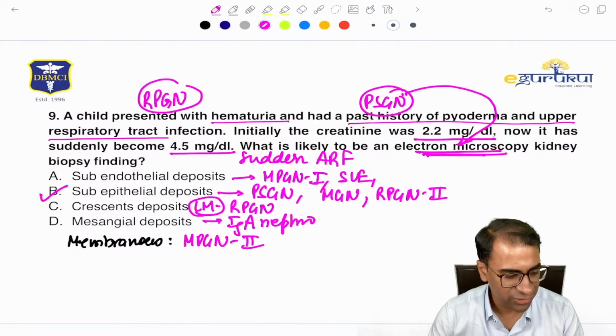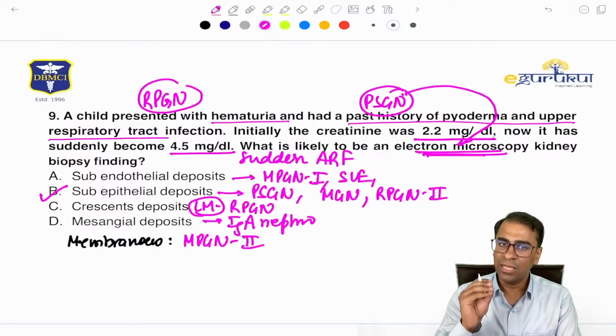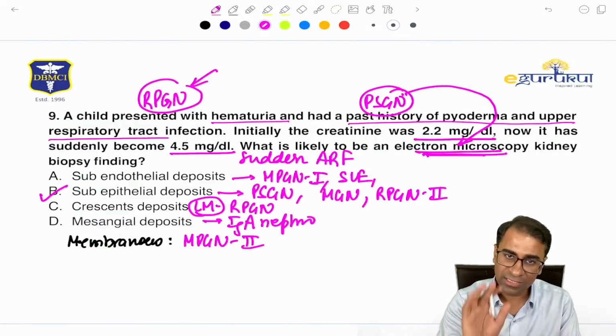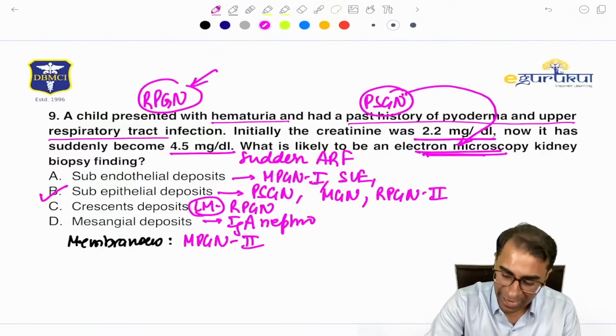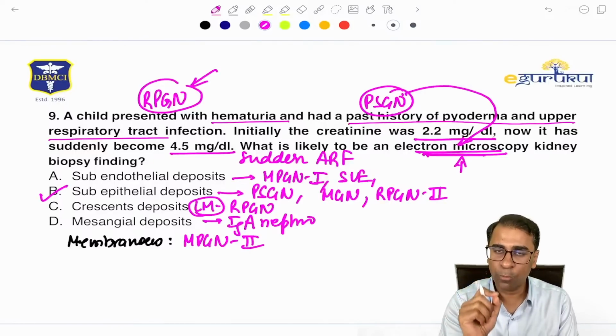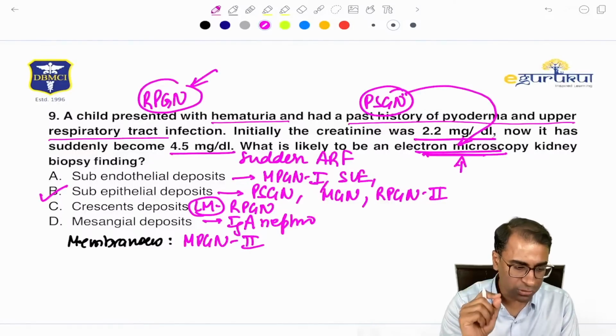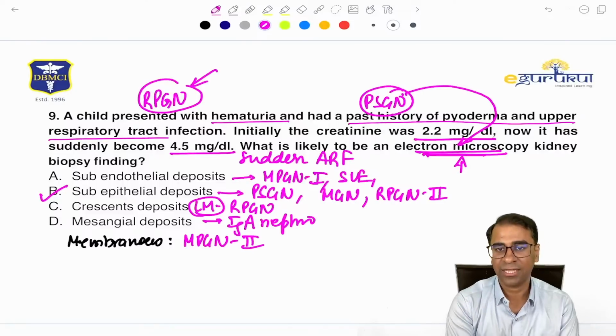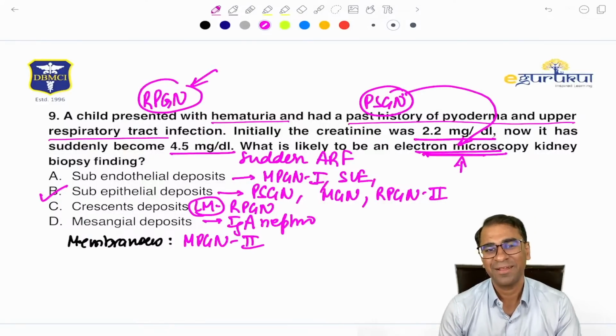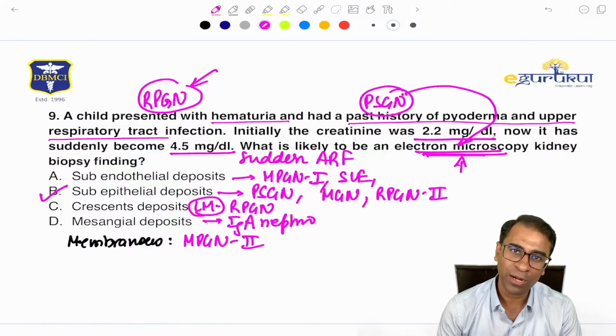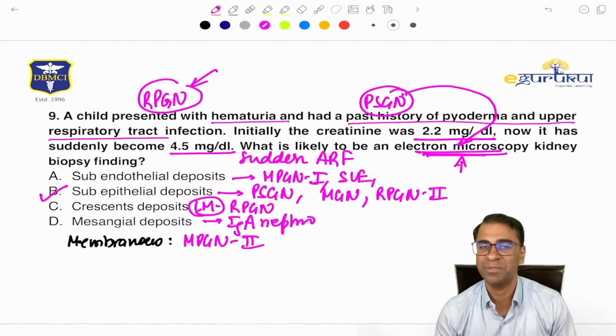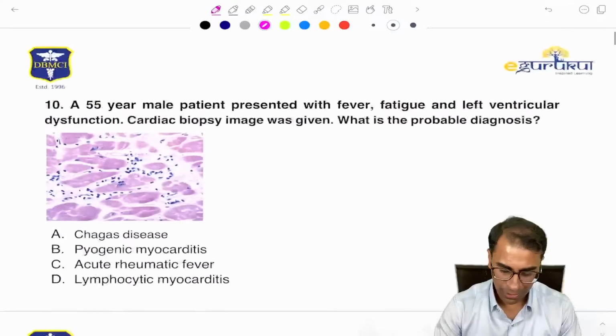Yes, sudden creatinine rise, and hence the answer is RPGN. No doubt, it is RPGN. However, the question has not asked about light microscopy. It is asking about the electron microscopy finding, and so the answer here is actually what? It's a case of PSGN going to RPGN, EM finding is asked, and hence the answer is B. Okay? Let's go. Now look at this question.